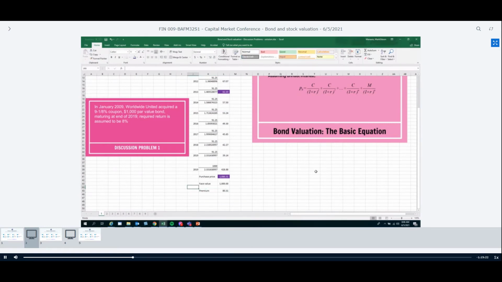So basically, the face value is only 1,000. But then we're purchasing it higher than the face value, no? So, there's a premium of 80.31. Again, in accounting, that 80.31 will be amortized, no, throughout the life of the bond. Okay? So, sige. Pag-uusapan pa natin yan later as we go through the discussion. Okay?